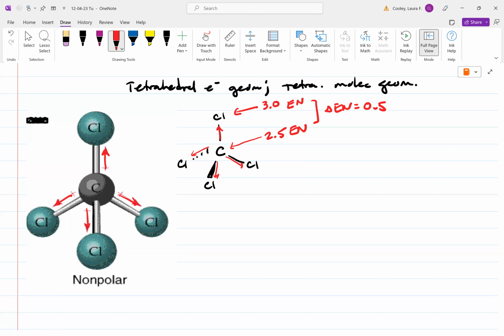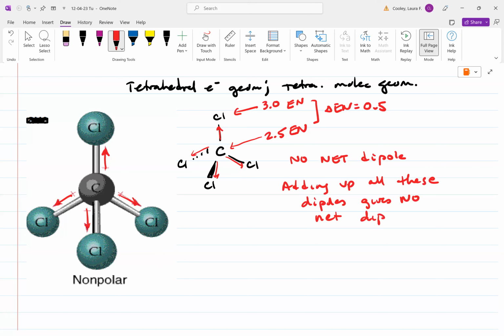No, it's almost like space is being divided into these different, very equally spaced regions, and you have these arrows pointing in these 4 different directions. If there was going to be a net dipole pointing in a certain direction, what direction would it be? It doesn't make any sense. There's an even spreading of these arrows. So basically there is no net dipole. That means adding up all these dipoles gives you nothing. So CCl4 is nonpolar.